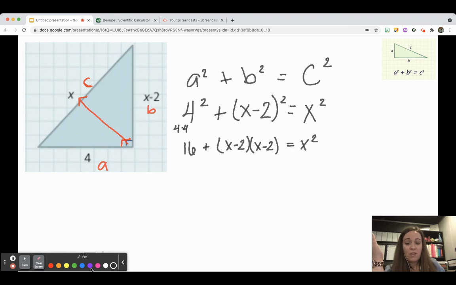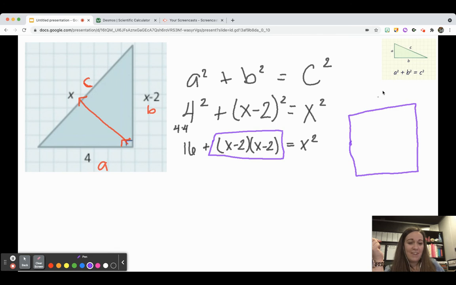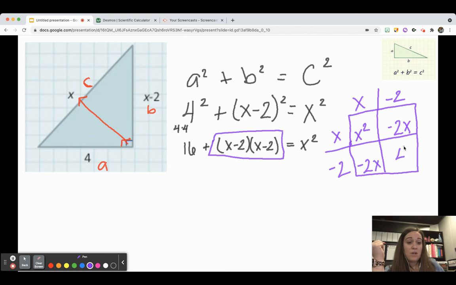For the piece in the middle, where we're doing x minus 2 times x minus 2, you are welcome to use FOIL if you would like, or you could use the area model, box model, whatever you want to call it. That is not a straight line, y'all, I'm so sorry. I'm going to use the box model because I'm a visual person and I tend to like that method better. So x, and then minus 2, for negative 2. x squared, negative 2x, negative 2x, and then a positive 4.